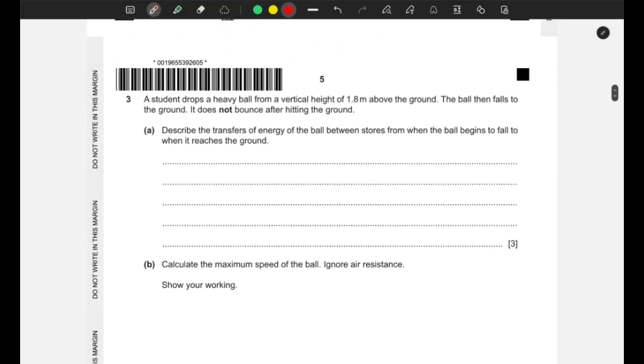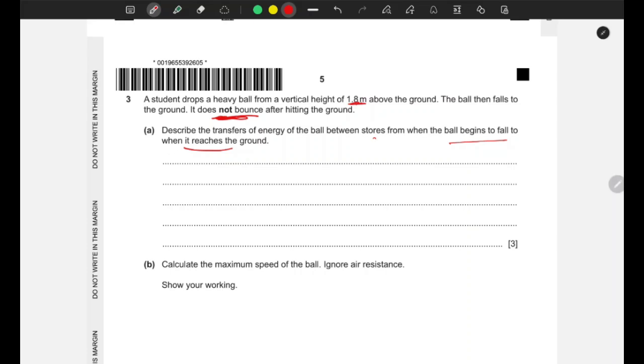Part 3. A student drops a heavy ball from a vertical height of 1.8 meters above the ground. The ball then falls to the ground. It does not bounce after hitting the ground. Okay. Describe the transfer of energy of the ball between the stores from when the ball begins to fall to when it reaches the ground. And they specifically told us it does not bounce. So that means there's no elastic strain energy. We do not consider that.